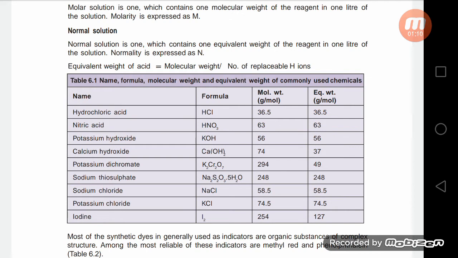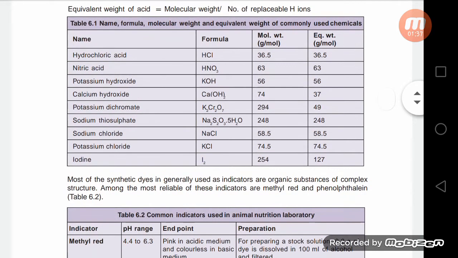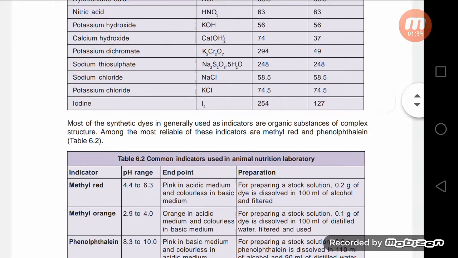So you can see here the table, which is divided into 4 sections. First is name, second is formula, third is molecular weight, fourth is equivalent weight. So you can check here hydrochloric acid, nitric acid, potassium hydroxide, calcium hydroxide, potassium dichromate, sodium thiosulfate, sodium chloride, potassium chloride and iodine. Their formula with their molecular weight and their equivalent weight is given here. You can see and check.